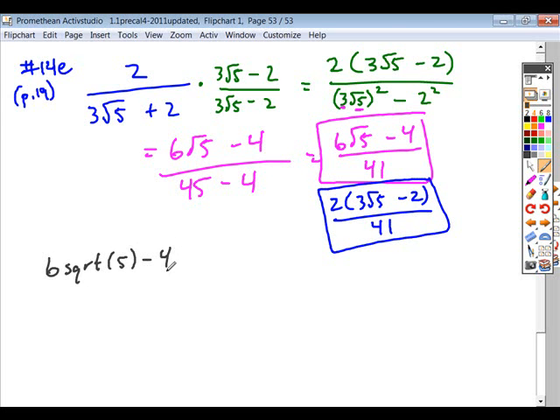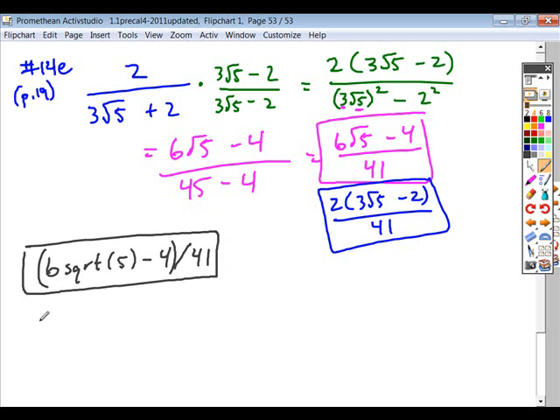And now, if you have to enter it all in one line, the way that you would do this is, because if you just put slash 41 here, order of operations wise, the 41 is only being divided into the negative 4. So what you would need to do is include parentheses around it. So this would be your entry in a single line.